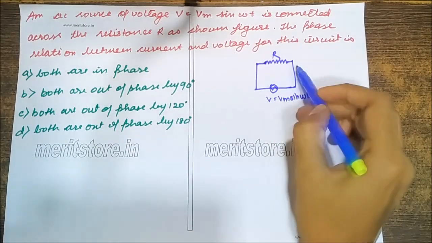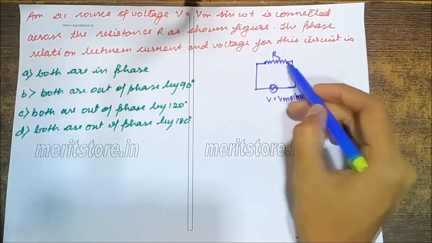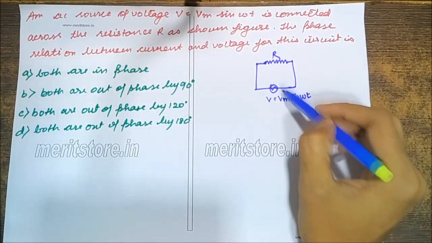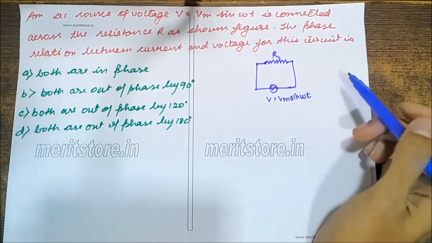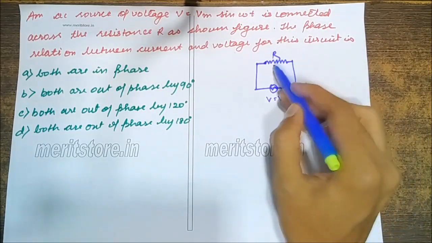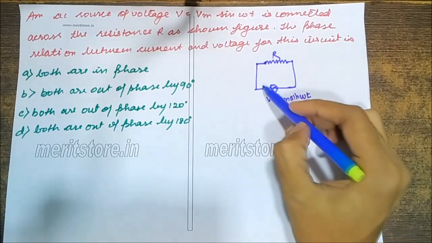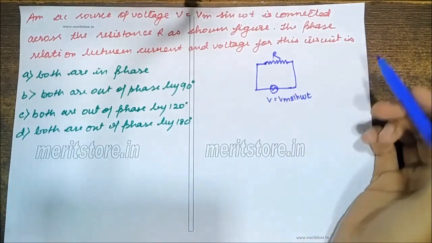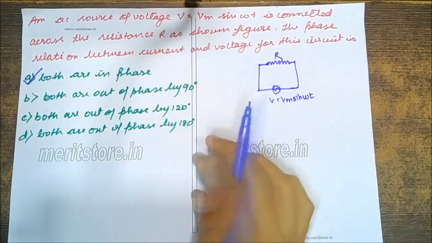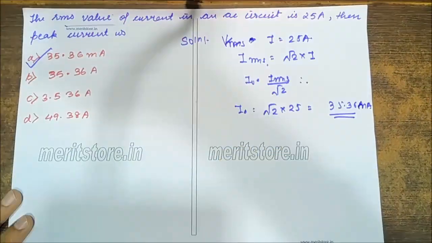So if this is the circuit which we have been provided, here there is a resistance which is connected to a voltage V equals Vm sin omega t. In this given circuit, this is a pure resistive circuit. So in this circuit, the voltage and the current both will be running in phase with each other. So the correct option is A, both are in phase.